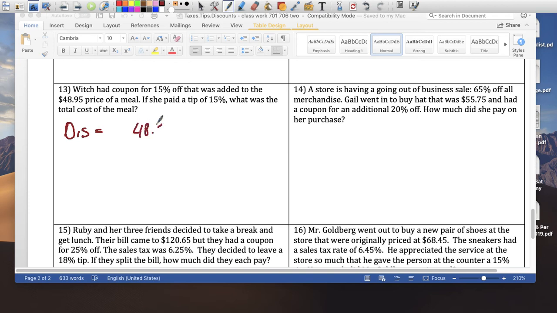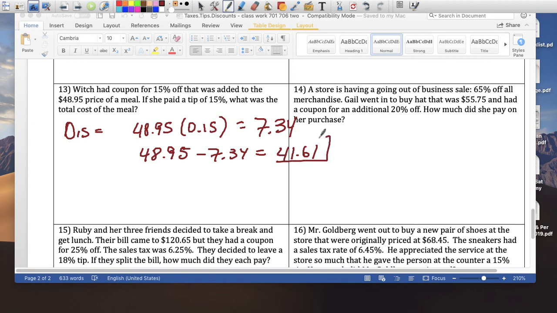So you have $48.95, and if you find the discount, which is 0.15, you take 48.95 times 0.15, and that's going to give you a discount of $7.34. So you're no longer paying $48.95. You subtract 7.34, and your meal now is $41.61. That's a nice break. So now we're going to do the tip. The tip is going to be based on the new price. So it's $41.61. We're going to give the waiter a tip based on this new price.